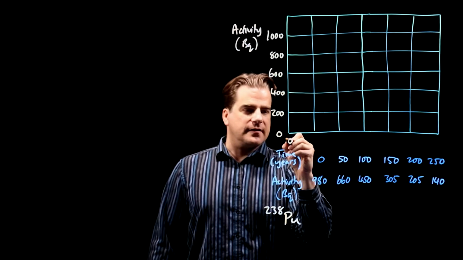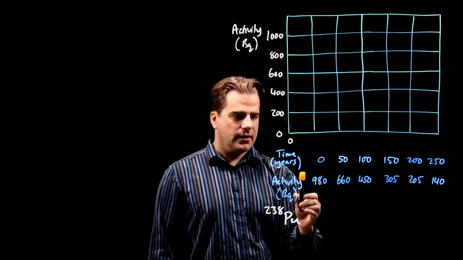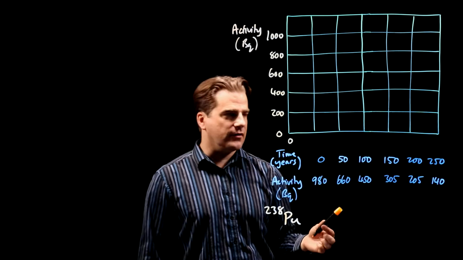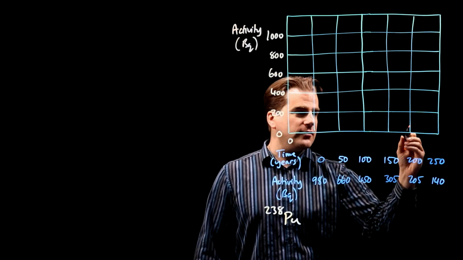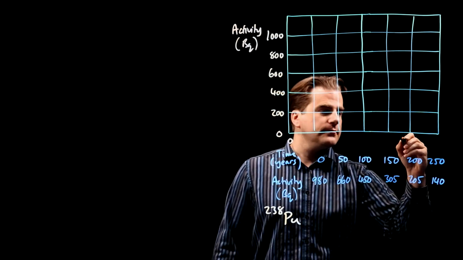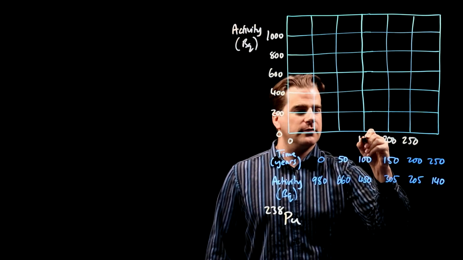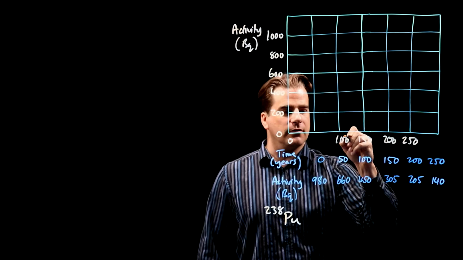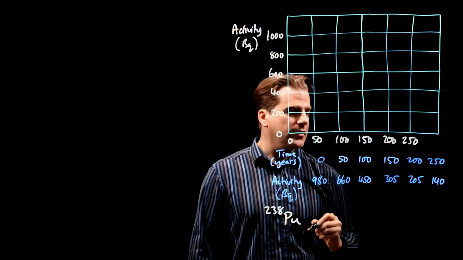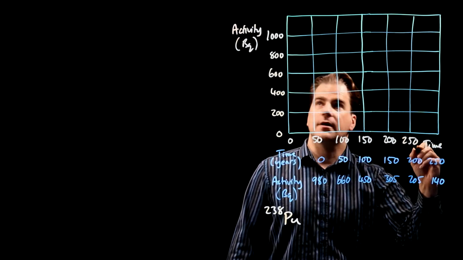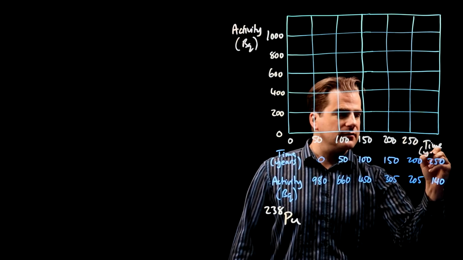Right, x-axis. It goes up to 250. Well, that's going to be 5 again. 5 goes into 250, so that'll be 250, 200, 150. And again, label it. Time in years.